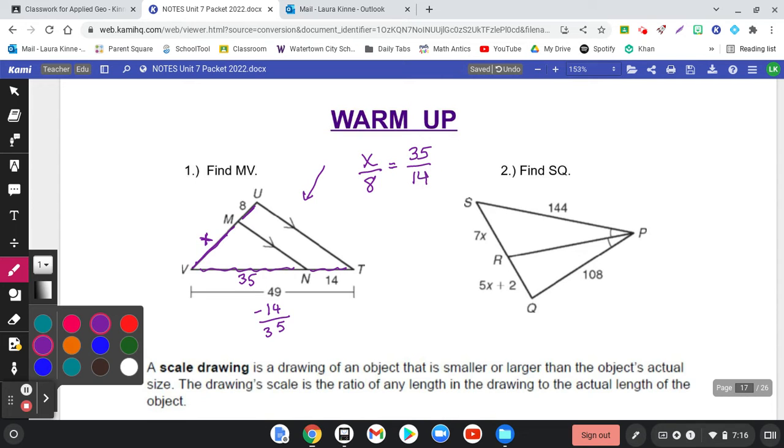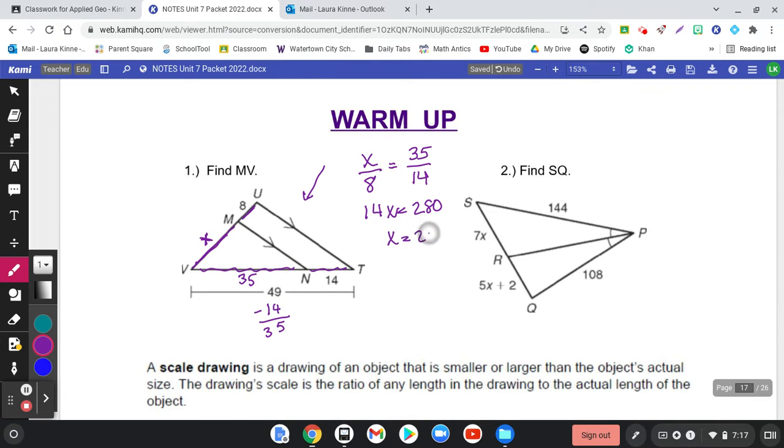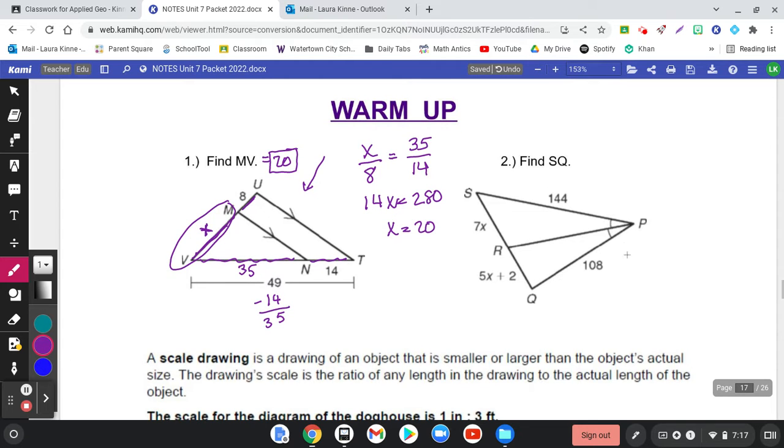And then again, the hard part's getting it set up. Once it's set up, just cross multiply: 14x equals 35 times 8, which is 280, and then just divide by 14 to get 20. And that is the length of MV, so you're done. Remember, sometimes you might be setting x equal to the whole thing, so you might have to subtract or add something, so just be aware of that.